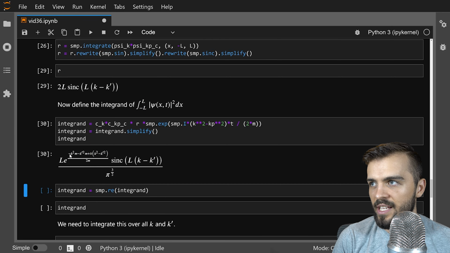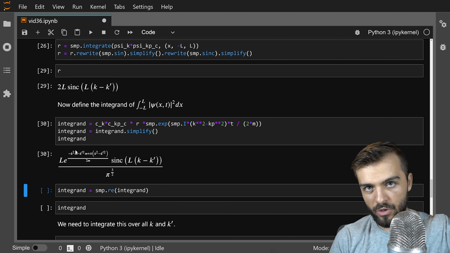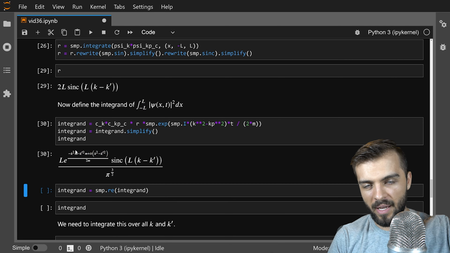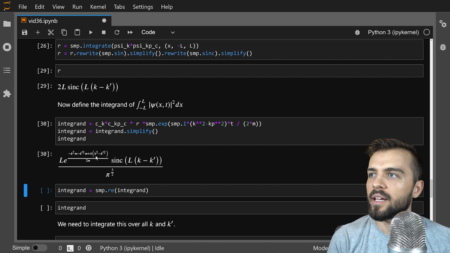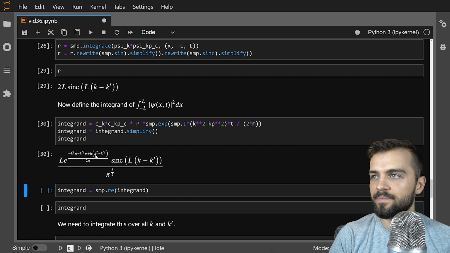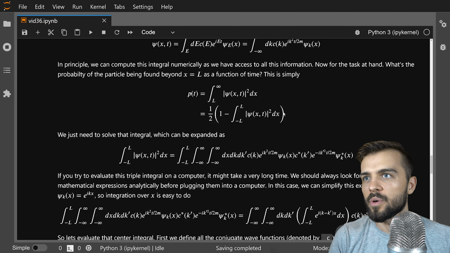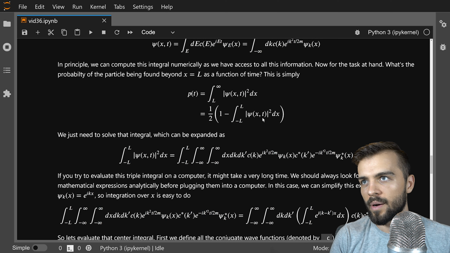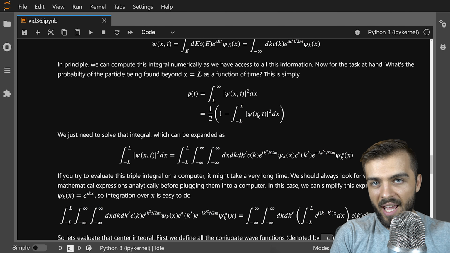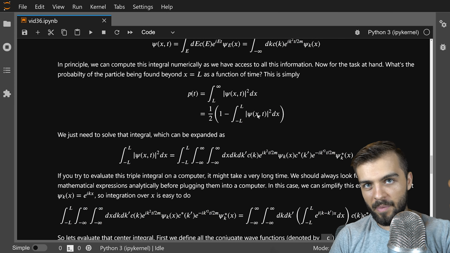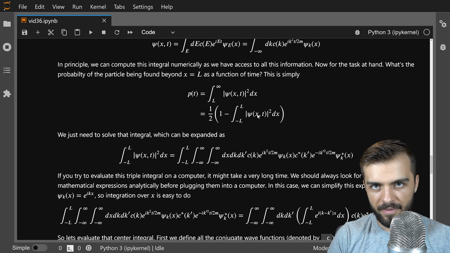And I have to integrate this from k goes from negative infinity to infinity, and k prime goes from negative infinity to infinity. And I plug in a specific value of time in here, and then I get the probability. I compute this integral here, and I take 1/2 of 1 minus whatever that integral is, and I get my probability of it being detected beyond that detector.